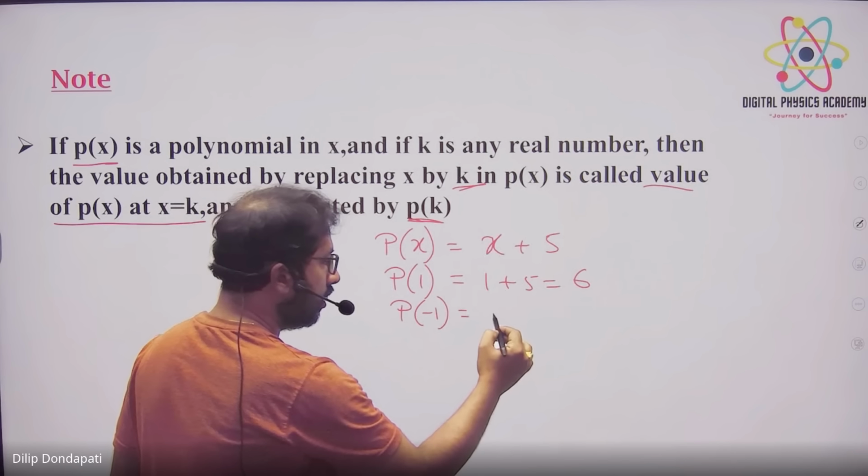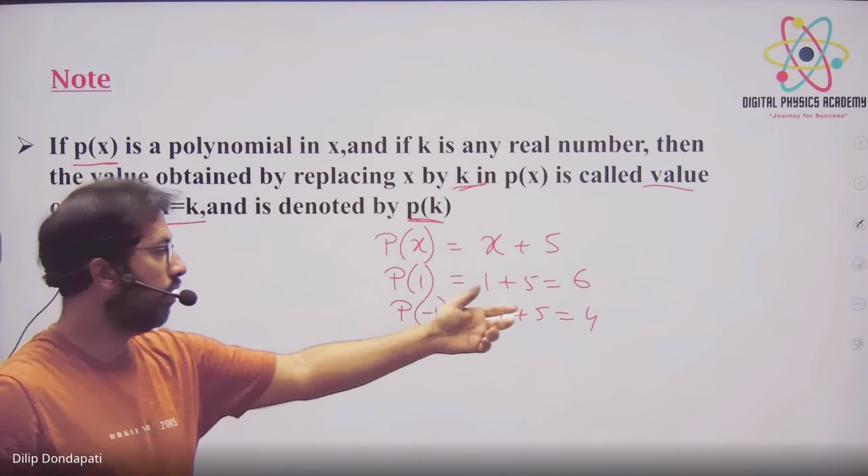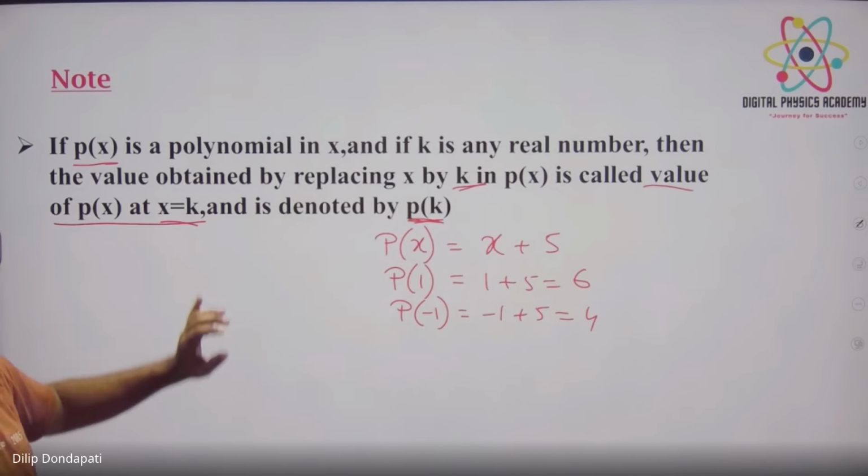Minus 1 plus 5 is 4. So this is the value of the polynomial at -1. That's why I said k. P of k means just substitute the value. It is the value of the polynomial p of x at x equal to k.